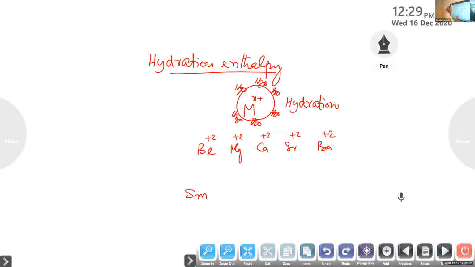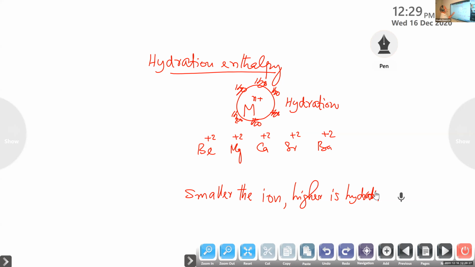Smaller the ion, smaller the size of the ion, higher is the hydration. If there is more hydration, there will be higher hydration enthalpy also.